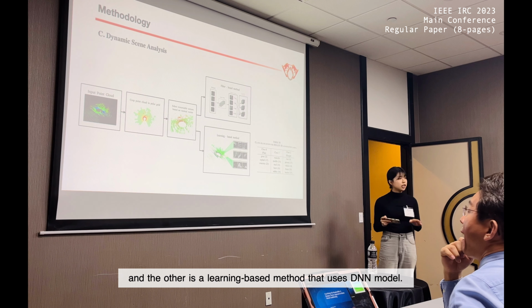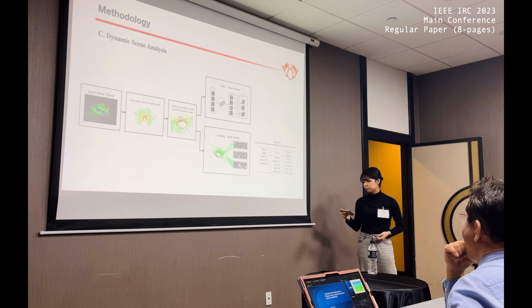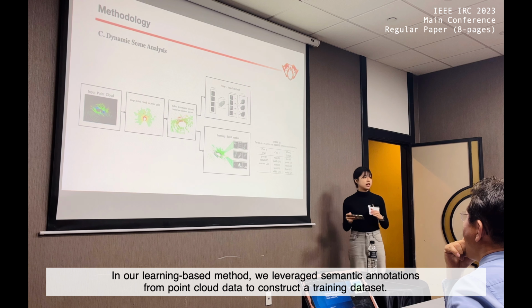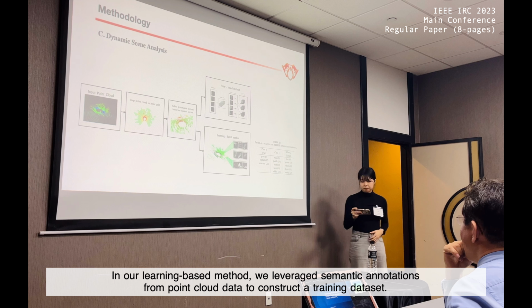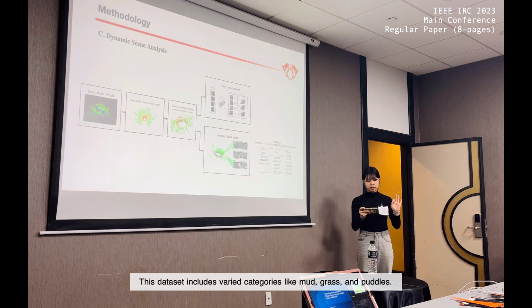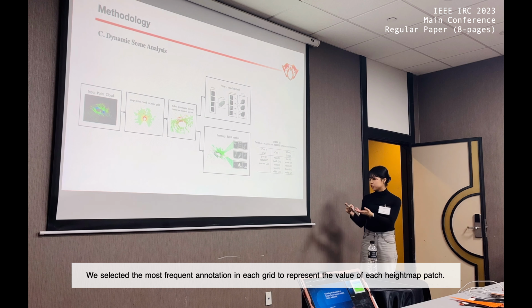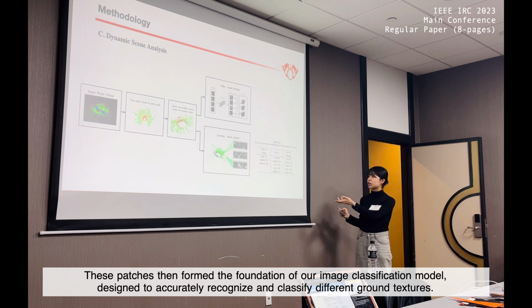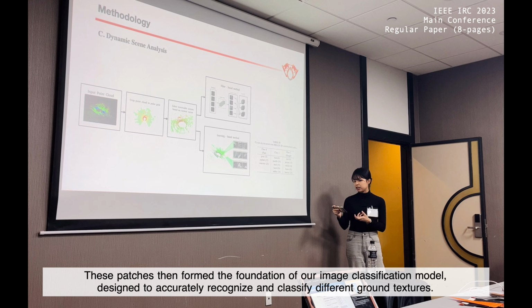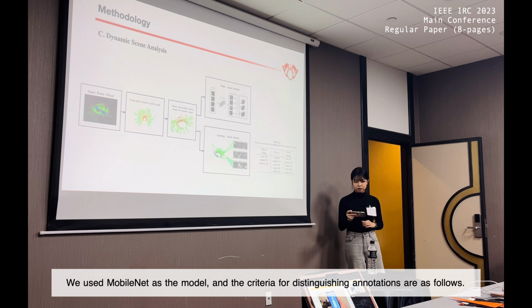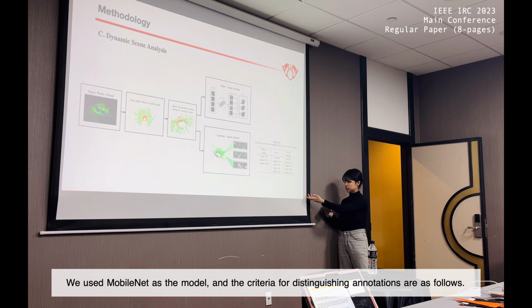And the other is a learning-based method that uses a DNN model. In our learning-based method, we leverage semantic annotations from the point cloud data that Rellis's dataset provides to construct the training dataset. The dataset includes varied categories like mud, puddle, or grass, and we selected the most frequent annotation in each grid to represent the value of each heightmap patch. These patches then form the foundation of our image classification model, designed to accurately classify different ground textures. We use MobileNet as a model, and the criteria distinguishing annotations are as follows.